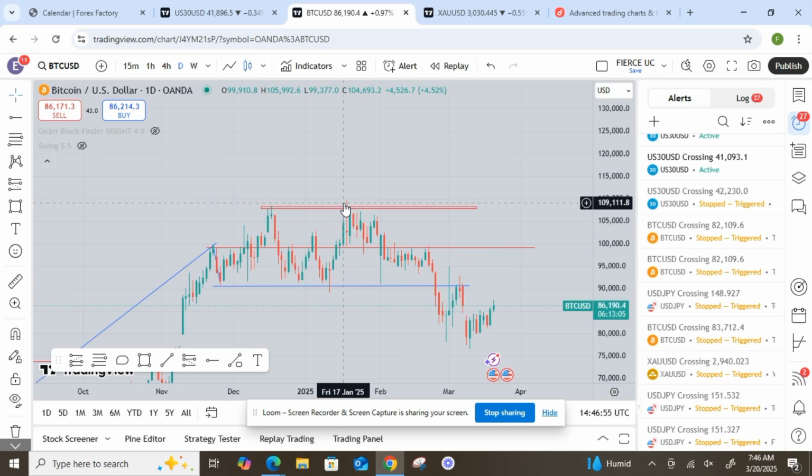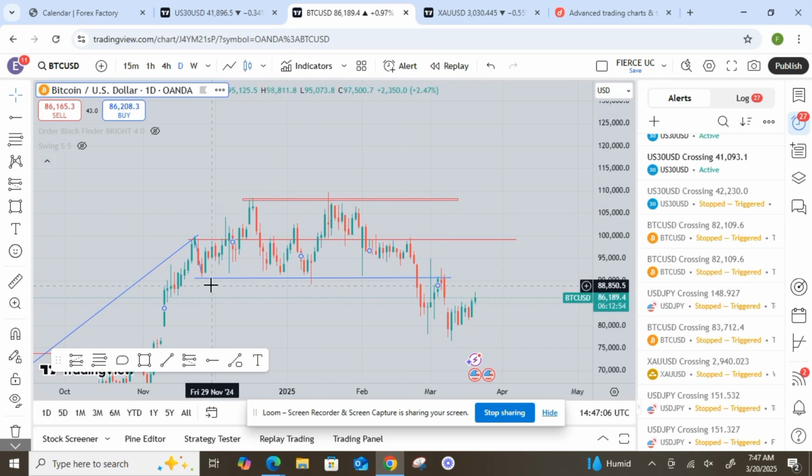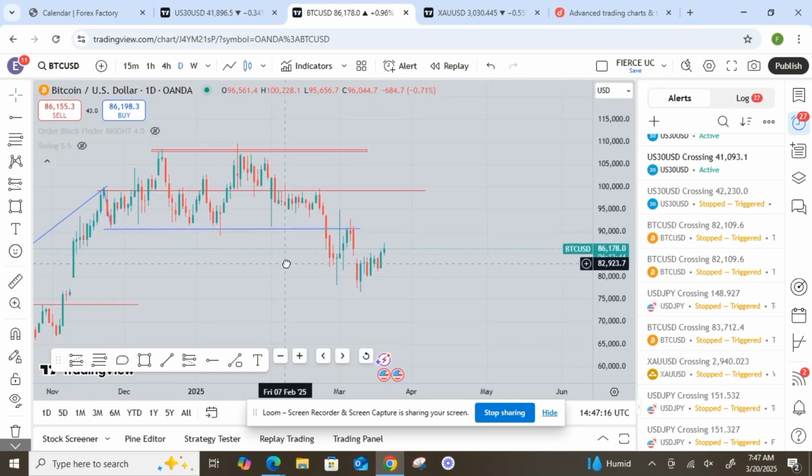So I will teach you how a trend changes. If a trend wants to change, it breaks the previous low. So that's what happened here now. It broke this previous low. The moment it breaks it, it has changed from uptrend to downtrend. See it now. So look now, downtrend, right?